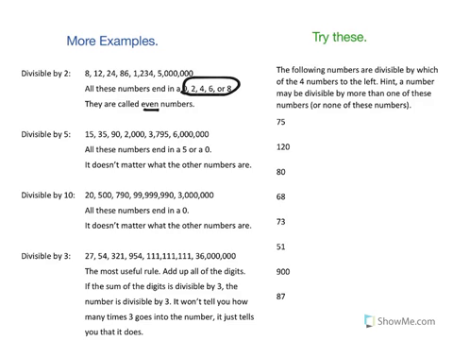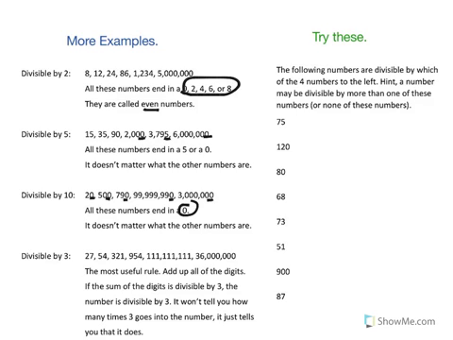5 is simply if it ends in a 5 or 0. 15, 35, 90. Doesn't matter how many digits you have, as long as the last digit is a 5 or a 0. 10 is even easier. If the last digit is a 0, then the number is divisible by 10.